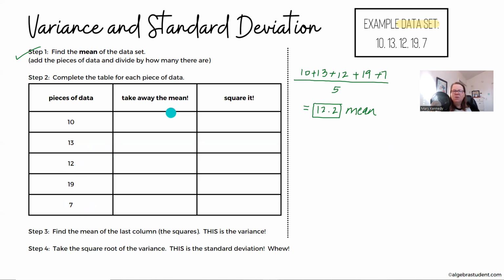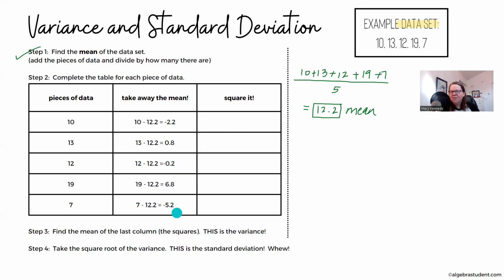And you're going to complete the table by taking away the mean. So in the first one, that just means take the piece of data and take away the mean. 10 minus 12.2. We get negative 2.2. So take a moment, pause the video, and go ahead and do that for all 5. And then check yourself, see how you did.